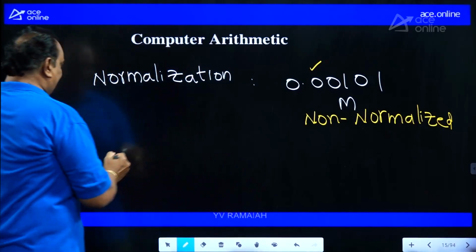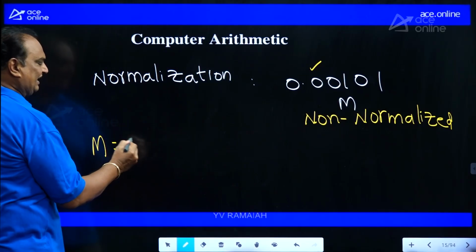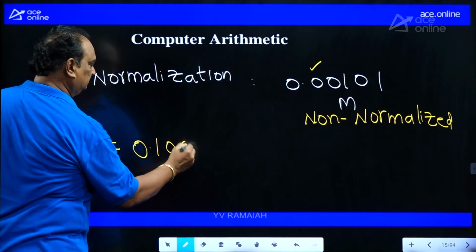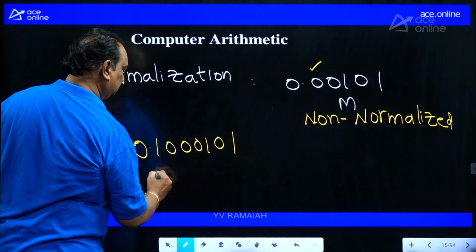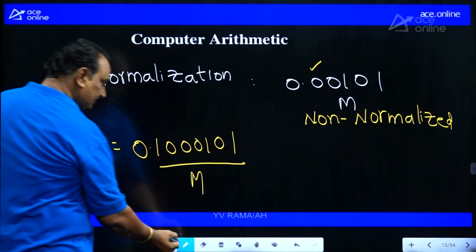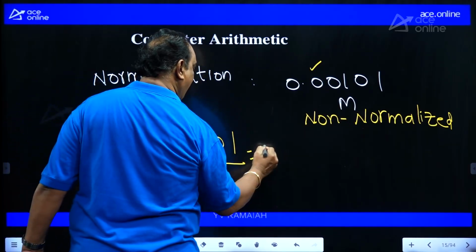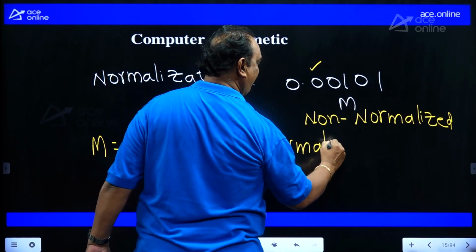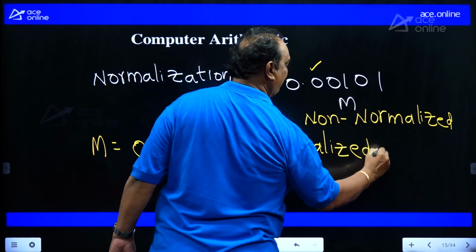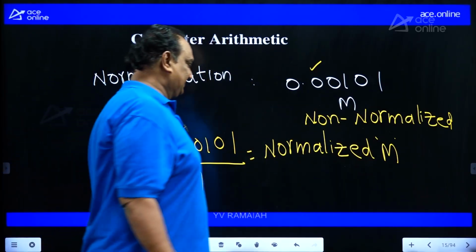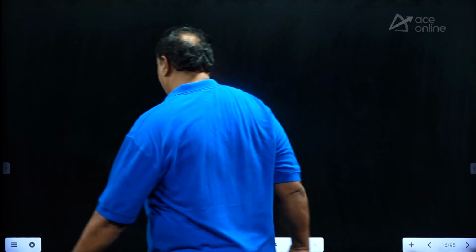Now, let the mantissa be like this. Whatever the size of the mantissa doesn't matter. It is nothing but the mantissa. MSB is 1, that's why it is a normalized mantissa. M means mantissa. Okay. Next, normalization can be done in 2 ways.